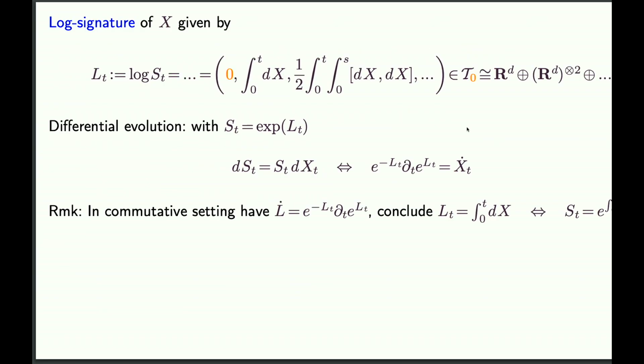OK, so once you have the signature, this long sausage in the tensor algebra, you can switch to the logarithm, and that's called the log signature. And you can compute the first few terms. This is how it looks. Not much here. This is still the increment of x from where you start to where you want at time t. And then the higher ones, you see these commutator brackets popping up.